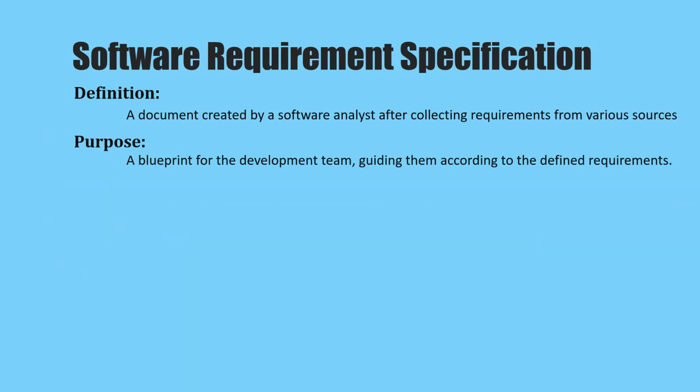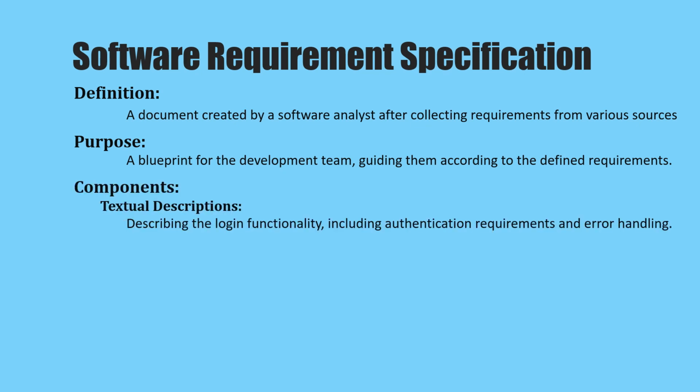Software requirement specification definition. A software requirement specification is a document created by a software analyst after collecting requirements from various sources, including customer inputs written in ordinary language. It is the analyst's responsibility to translate these requirements into technical language for the development team's understanding and benefit.